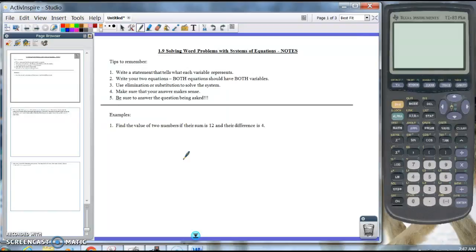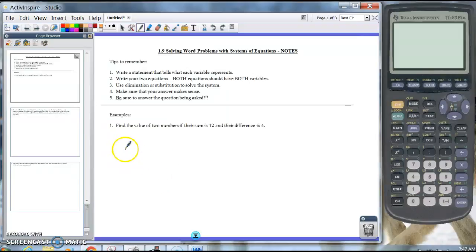Make sure that your answer makes sense, right? If you get an answer that is completely outer limits, then you probably did something wrong somewhere. And then make sure that you answer the question being asked. And I'll explain that as well. But these are all tips that are going to help you, especially on the Keystone exams when you're doing the open-ended problems, and we want to maximize the number of points that you get. So it's important to keep all of this in mind. So we'll go through a couple of different example problems. Make sure you write all this down so you have it.